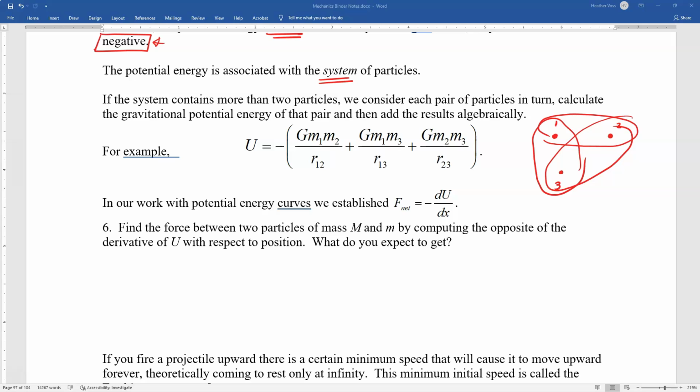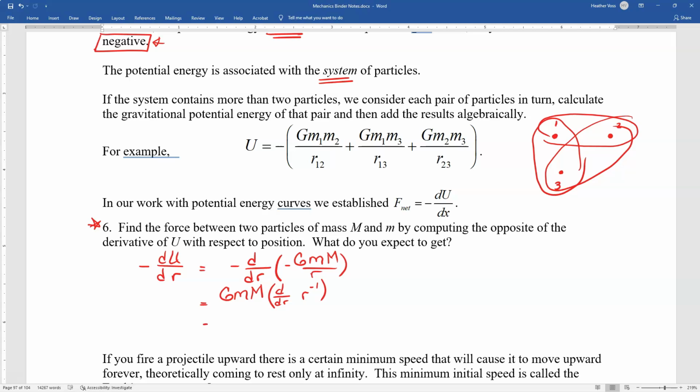So I did kind of give you a hint here on number 6. If we are looking at the negative derivative of U with respect to position, in this case our position is r, so we're looking at negative d dr of our potential energy equation, which is negative G m over r. So our negatives are going to cancel. We're going to get G m, those stay the same, and what we really have is a derivative with respect to r of 1 over r, or r to the negative 1 power.